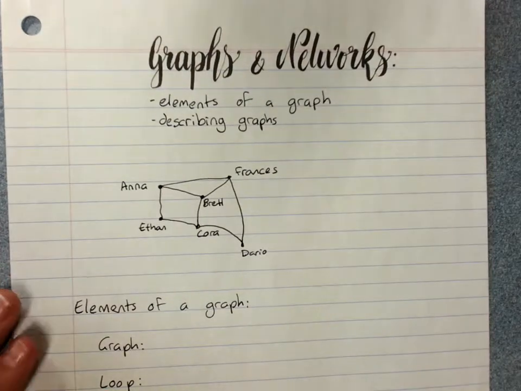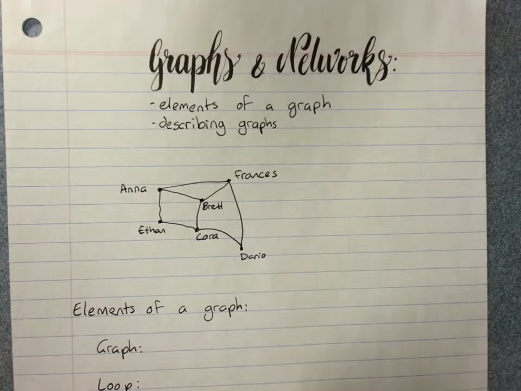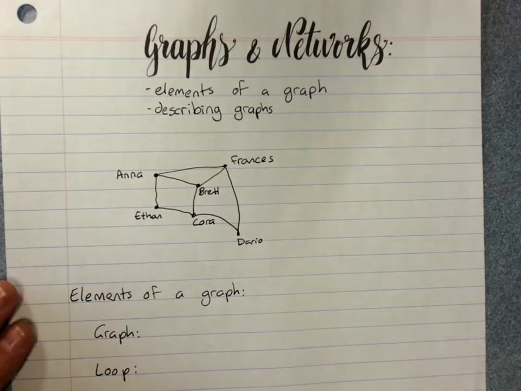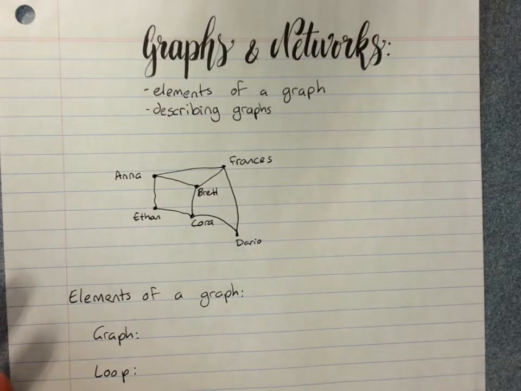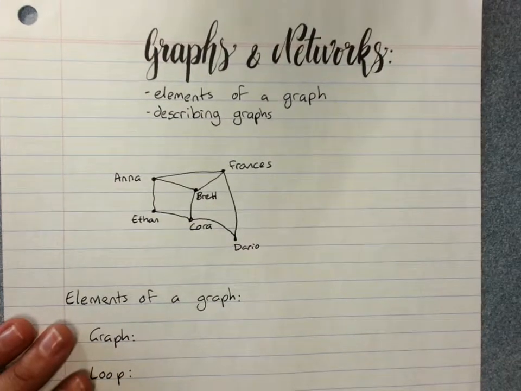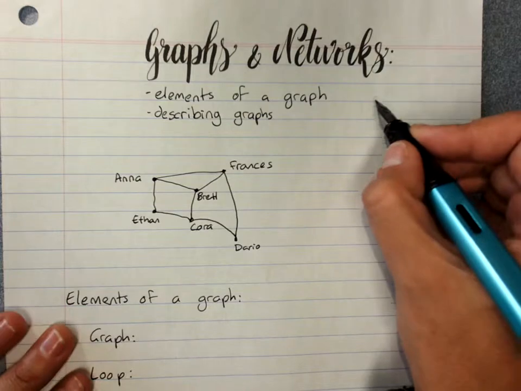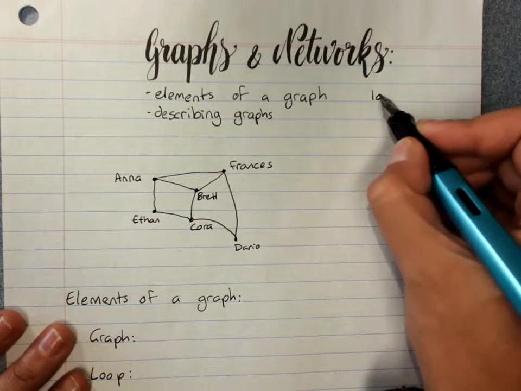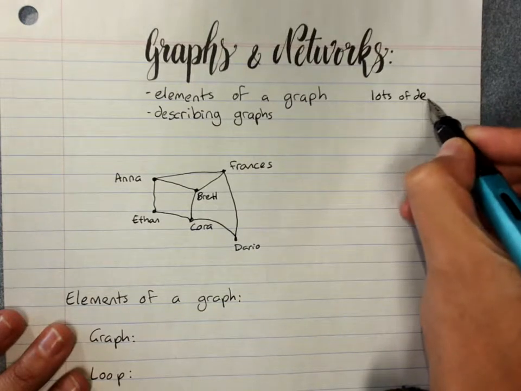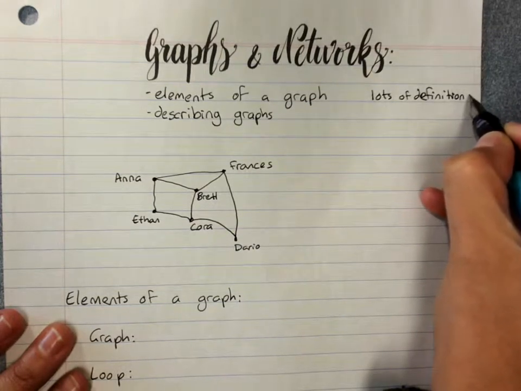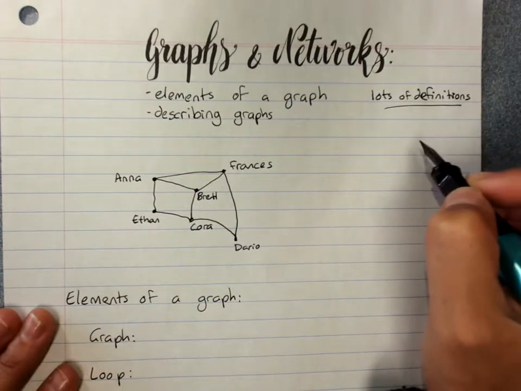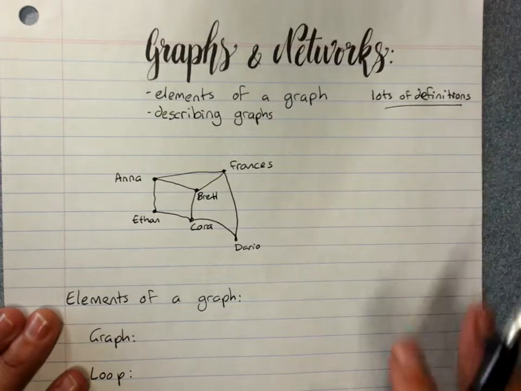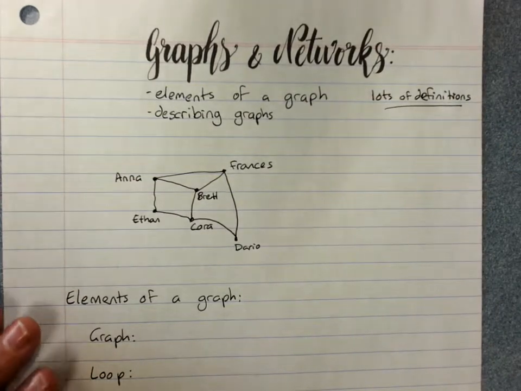Graphs and networks. We're looking at the different elements of a graph, I forgot the T, and how to describe graphs. One thing I want you to be really aware of in this topic, there are a lot of definitions. You'll want all the definitions on your page of notes. Lots of definitions. It's incredibly easy to get them mixed up. I get them mixed up all the time. I have to turn back to my notes. You will want these all on your page of notes.